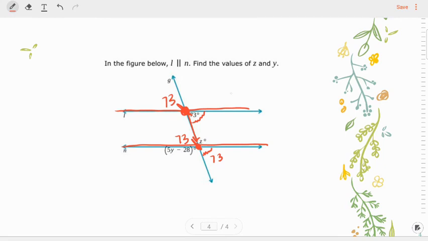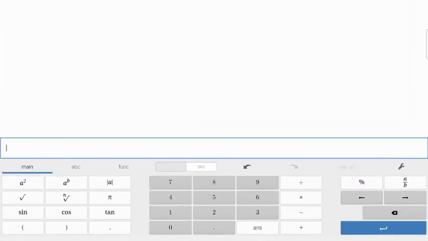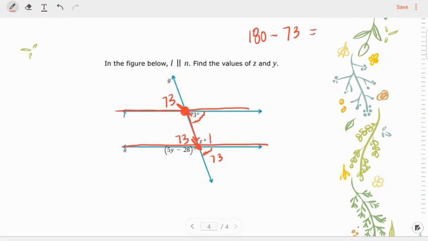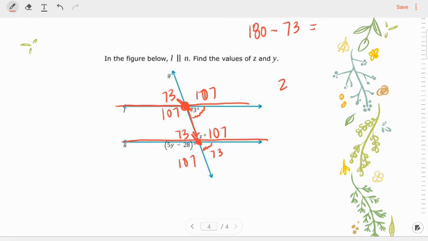How do I get those remaining 4 angles? Remember, 180 minus that 73 because I've got a line. 180 subtract 73 is 107. So 107, 107, 107, and 107. Let's find our two answers. Z is equal to 107. It's labeled there. Z is 107.